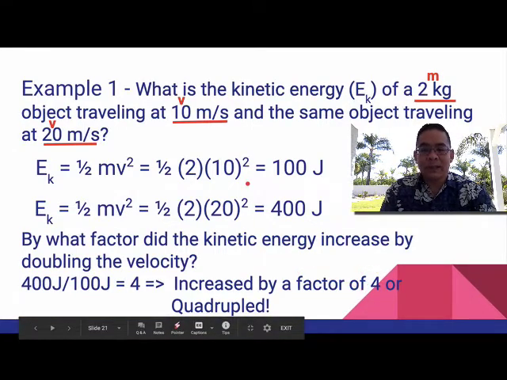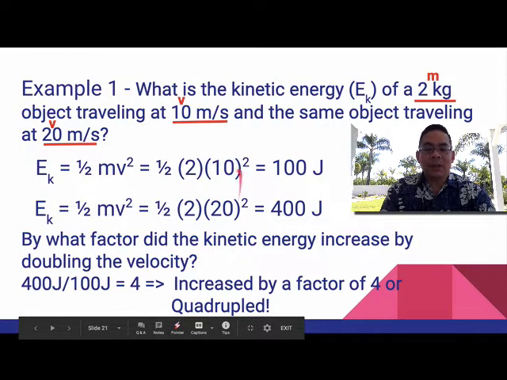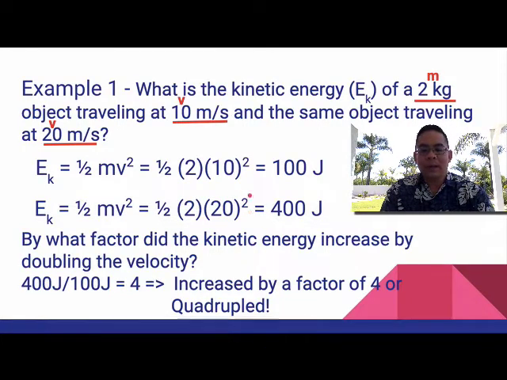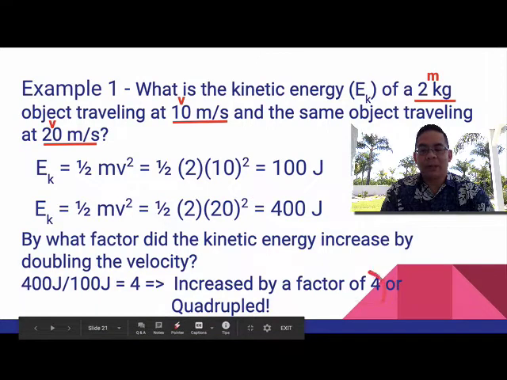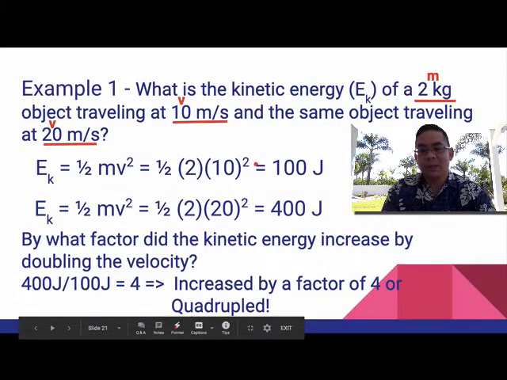If I triple it, guess by what factor that'll be? Exactly, 9, because 3 squared is 9. If I quadruple it, it'll be 4 squared, which is 16. Keep in mind that the ratio of the energy will depend on the square of the relationship of the velocities. If it's double, that's going to be 4 because it's 2 squared. If it's tripled, it's 3 squared, which is 9. And if I do 5 times greater, it'll be a factor of 25.